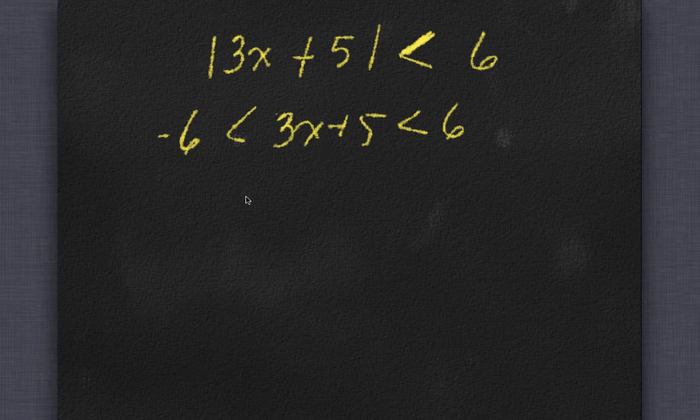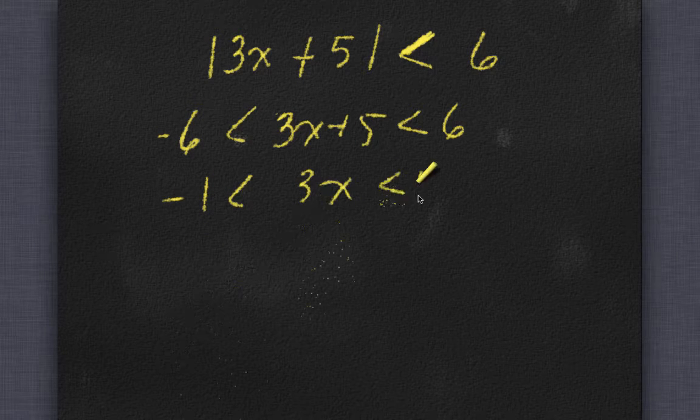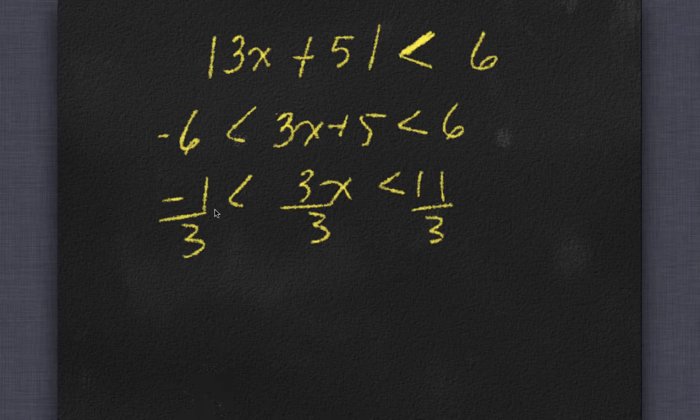And then once I have this, I add 5 to both sides. Divide by 3. If this was negative, I would change the signs everywhere. So negative 1/3 less than x less than 11/3.